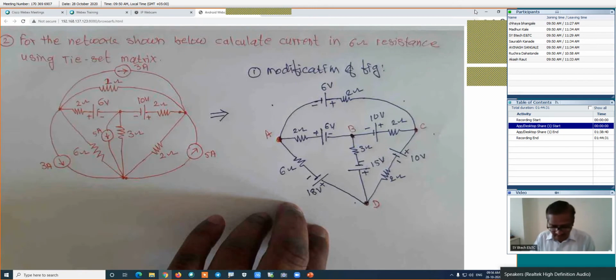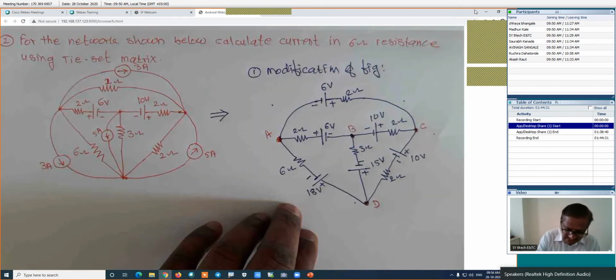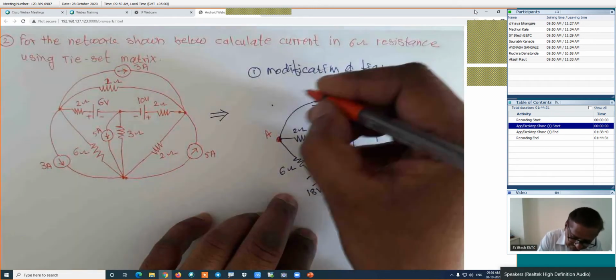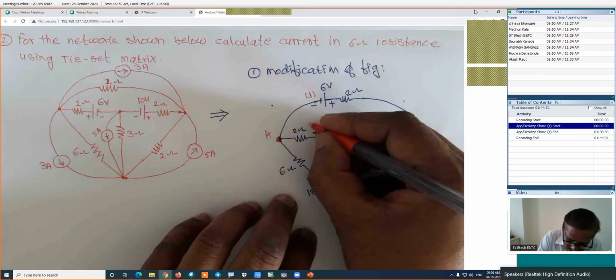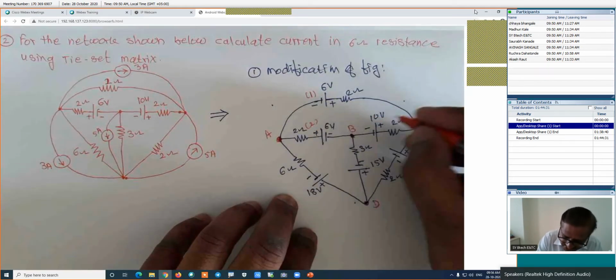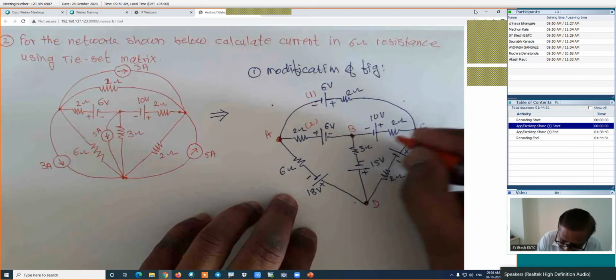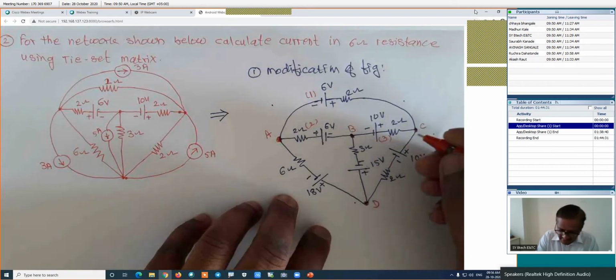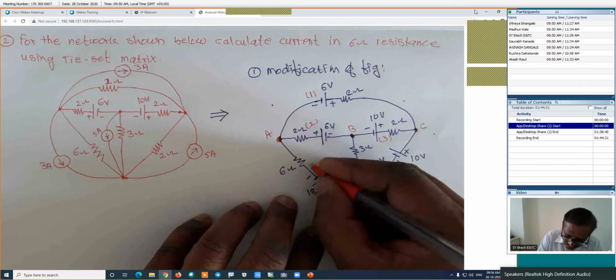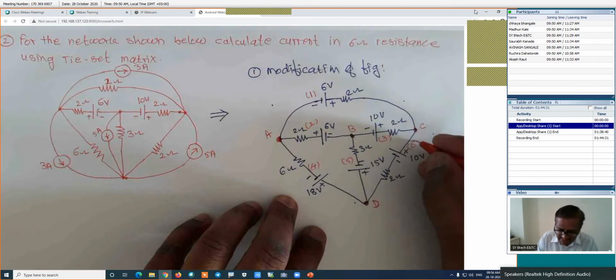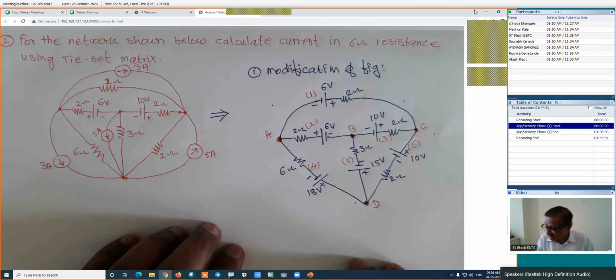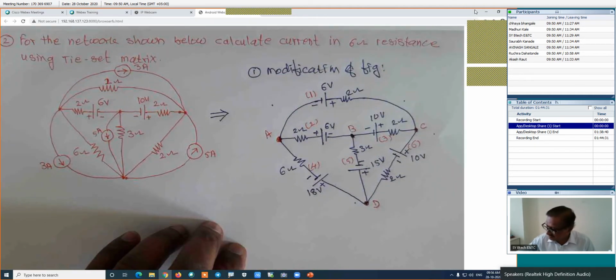Is it right? I will give names to the branches. This is branch number 1. This is branch number 2. This is branch number 3. Here it is branch number 4. This is branch number 5. And this branch is branch number 6. Is it right? I have given names to each branch.